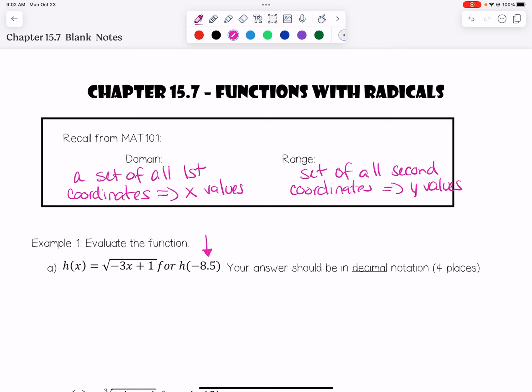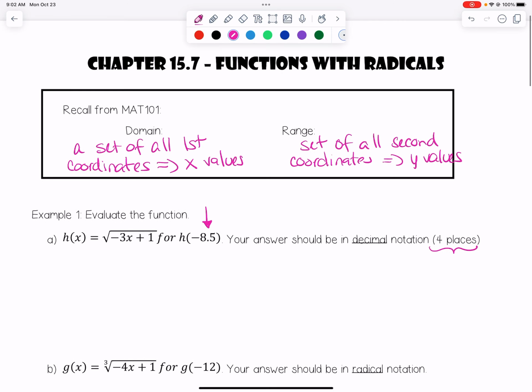You have to pay attention in HAWQs and notice how they're asking you to express your answers. In this one, they are asking you to express your answers in decimal notation, and you're going to take out your decimal to 4 decimal places. So we are going to start by finding h at negative 8.5, and we're going to substitute negative 3 times negative 8.5 and then add 1.